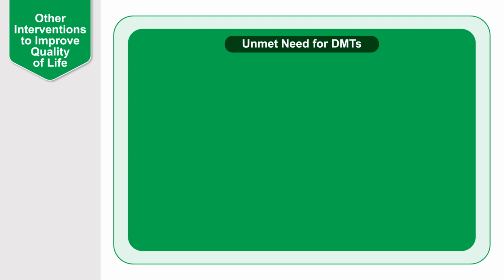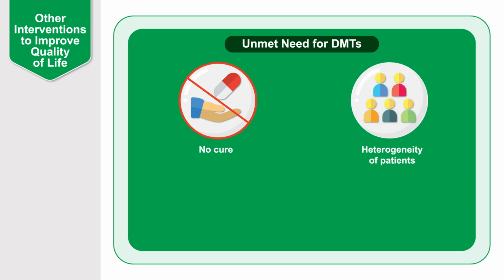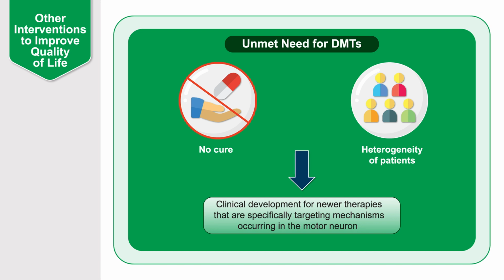The interventions I just summarized highlight the unmet need for disease-modifying therapies. Despite the approvals of riluzole and edaravone for the treatment of ALS, neither can halt the disease progression or cure the disease. Patients are variable and heterogeneous, and not all have a significant benefit from those already approved therapies. This means that there's a robust clinical development for newer therapies that are specifically targeting mechanisms that are occurring in the motor neuron in hopes of having a more meaningful impact on the disease and clinical burden of ALS.